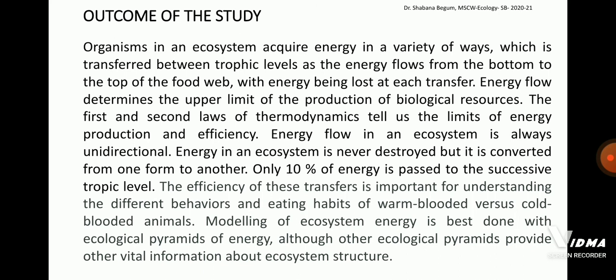Only 10% of energy is passed to the successive trophic level. So, the efficiency of these transfers is important for understanding the different behaviors and eating habits of warm-blooded versus cold-blooded animals. Modeling of ecosystem energy is best done with ecological pyramids of energy, although other ecological pyramids provide other vital information about the ecosystem. Thank you.